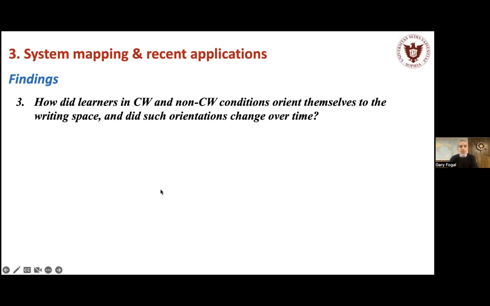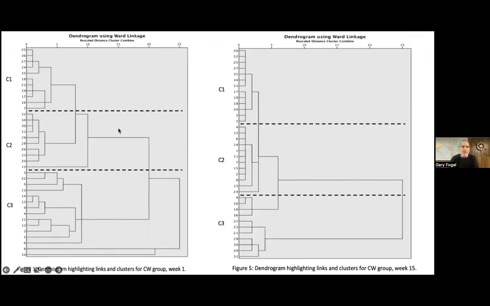So to get at this, I conducted a cluster analysis to allow for different orientation types to emerge from the data set. There are too many resulting dendrograms to put up on the screen, but here is a before and after from week 1 of the study. We have week 1 on the left and week 15 on the right. We're looking at the collaborative writing class.